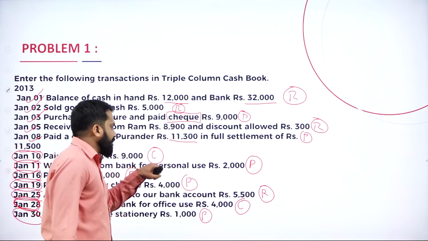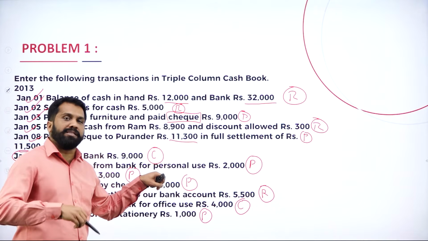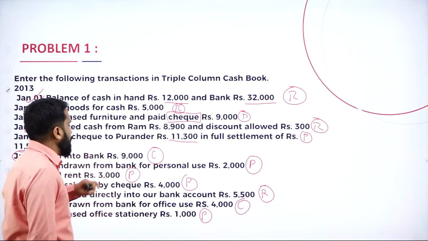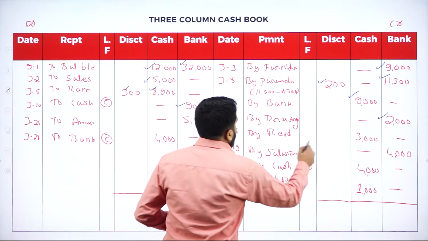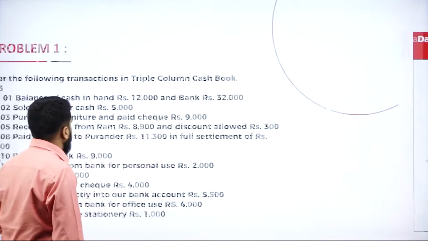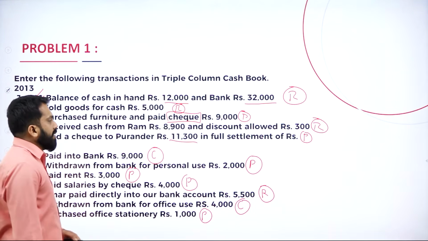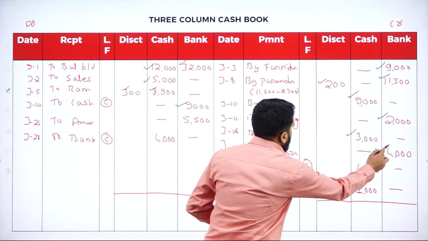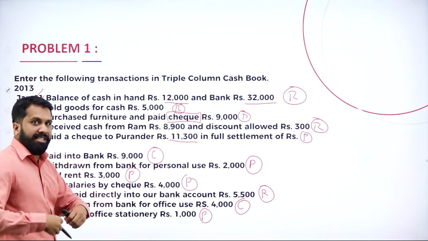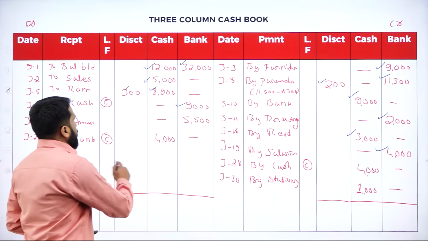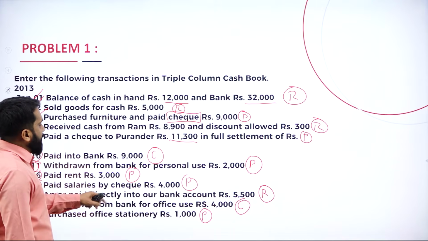Why do we call it drawings? Because you have used it for personal use. In accounts, anything used for personal use, we call it drawings. Now, paid rent 3,000 on the payment side. So rent is 3,000. It is correct. Next, paid salary by check, 4,000, on the payment side. It is correct. Next, Amar paid directly to our bank. It is a receipt of 5,500.